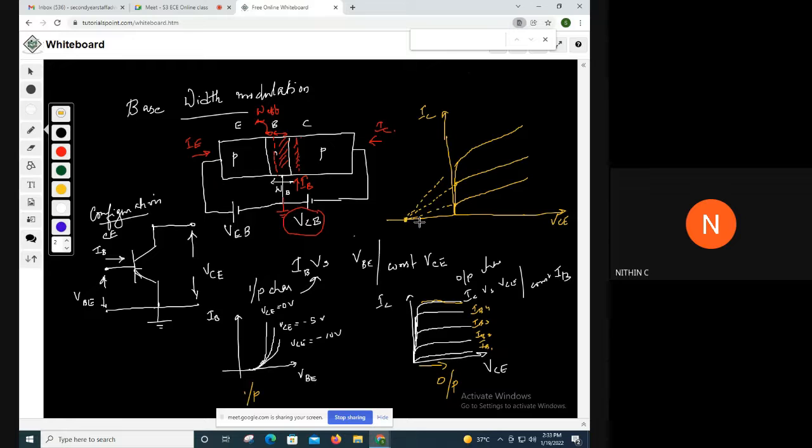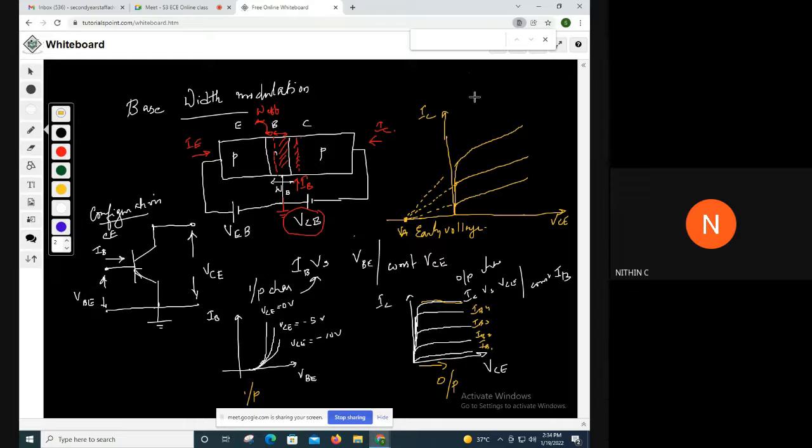Okay, that is when we extrapolate this to the negative side. When you extrapolate, you will get a voltage on the voltage axis that you term as VA, which is called the early voltage. When you extrapolate the output characteristics to the voltage axis, you will get a voltage that is represented as VA, which is called the early voltage.